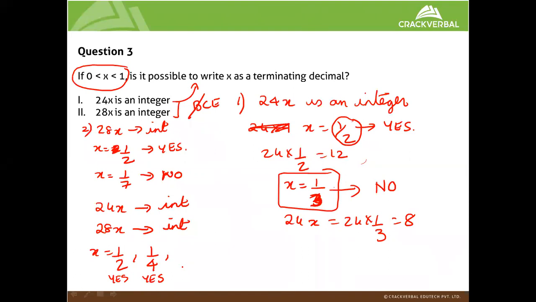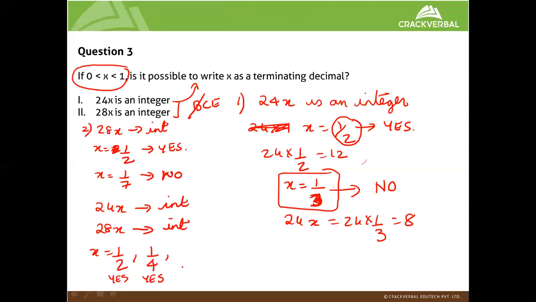Is it possible for me to choose a fraction where the denominator is anything other than 2 and 5, which makes 24x and also 28x to be an integer? I definitely cannot get a value for x where the denominator is something other than 2 and 5. Then 1 by 7 will only satisfy the second statement. It's not going to satisfy the first.